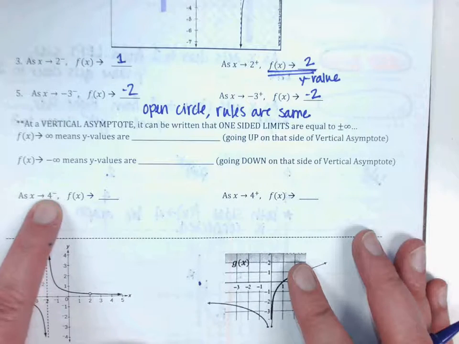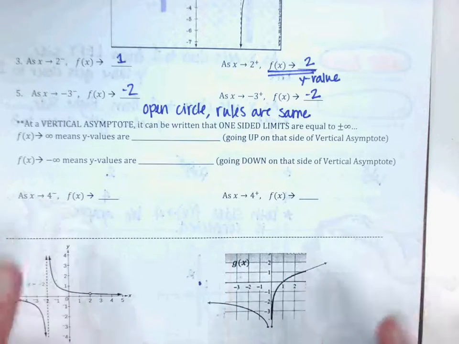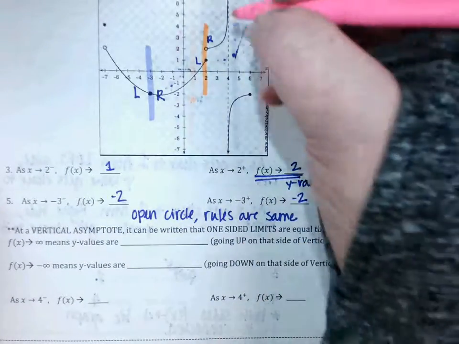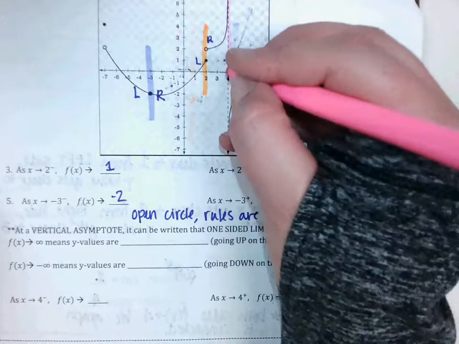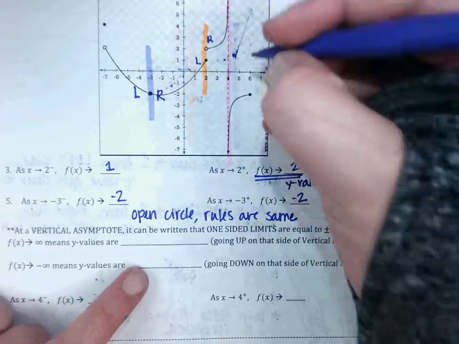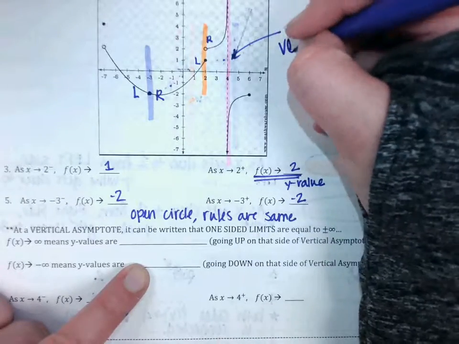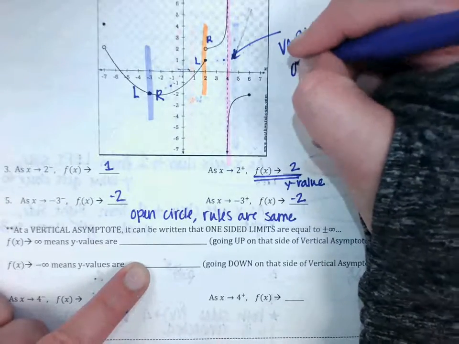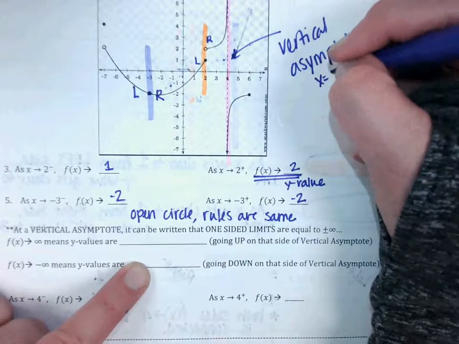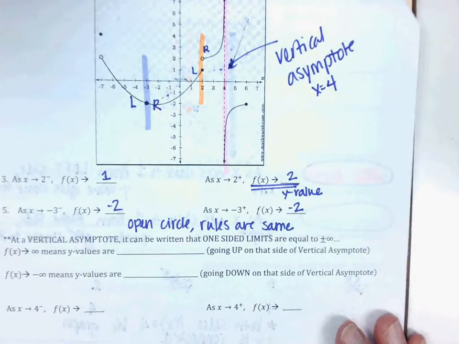Okay? Now, let's talk about what happens as x is approaching 4. Look at the graph at 4. What happens at 4 when you see that dotted line? Okay, what kind of asymptote? A horizontal or a vertical? Which way is that going? That is a vertical asymptote. So I'm going to put here vertical. Okay, I have a vertical asymptote at x equals 4.